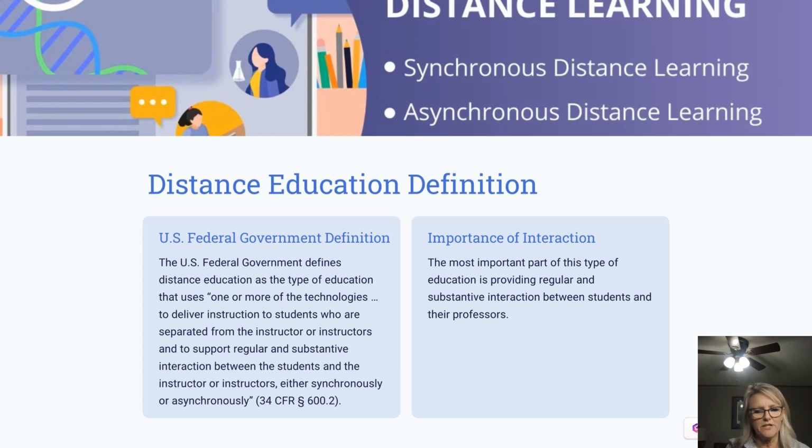Distance education definition. So what exactly is it? The U.S. federal government defines distance education as the type of education that uses one or more of the technologies to deliver instruction to students who are separated from the instructor or instructors, and to support regular and substantive interaction between the students and the instructor or instructors, either synchronously or asynchronously. The importance of interaction. The most important part of this type of education is providing regular and substantive interaction between students and their professors.